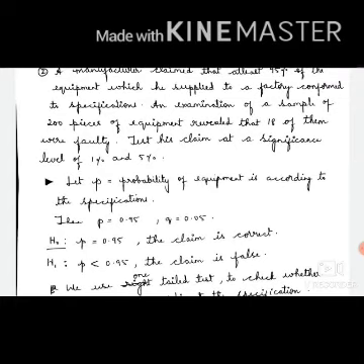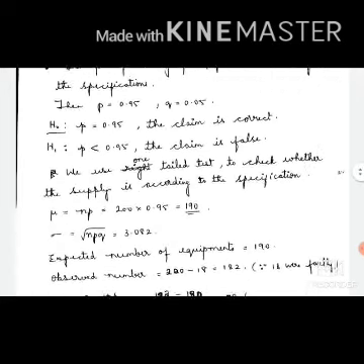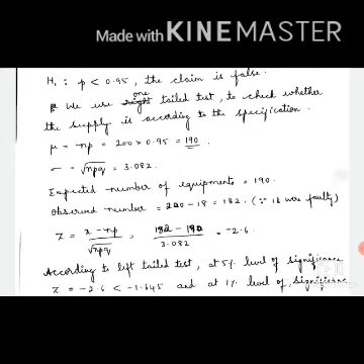X bar is nothing but the observed value. The observed value is: among 200 pieces, 18 of them are faulty, therefore the remaining 182 pieces are according to the specifications, so the observed number will be 182. So the z score happens to be minus 2.6.